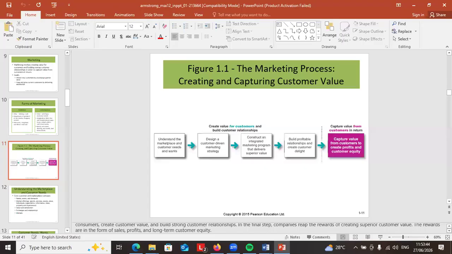Strong customer relationships, right? And so in the final step, companies then reap the rewards of creating superior customer value. And these rewards are in the form of sales, profit, and long-term customer equity. Now, take note. This diagrammatic exposition is a model.